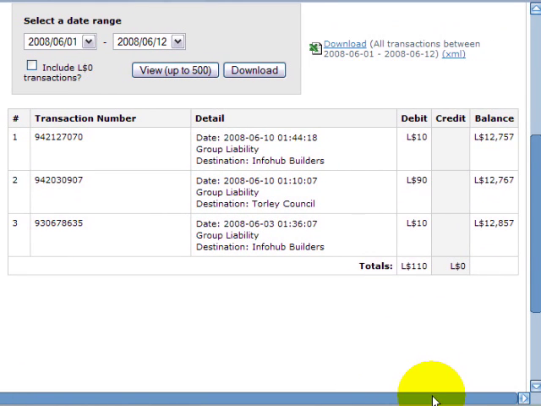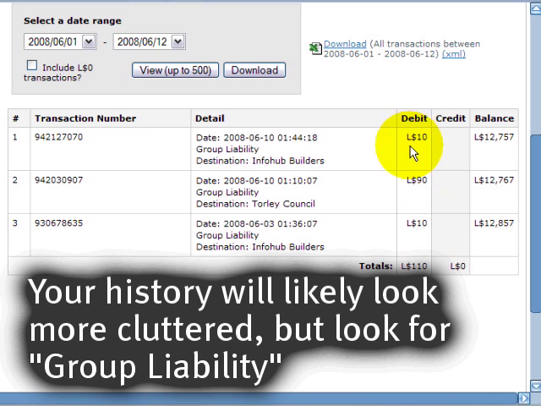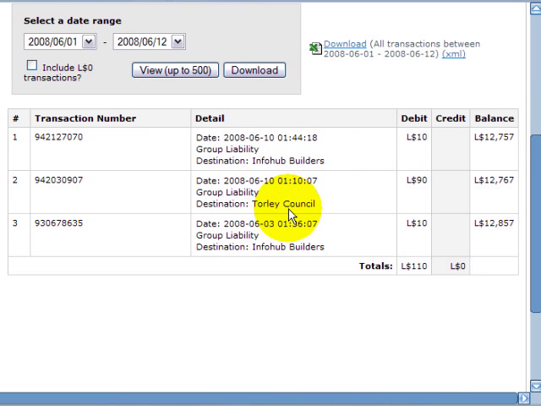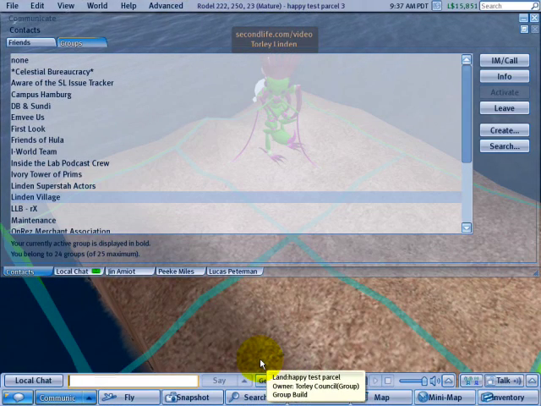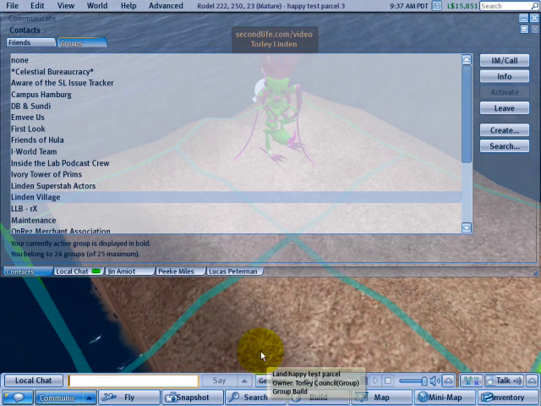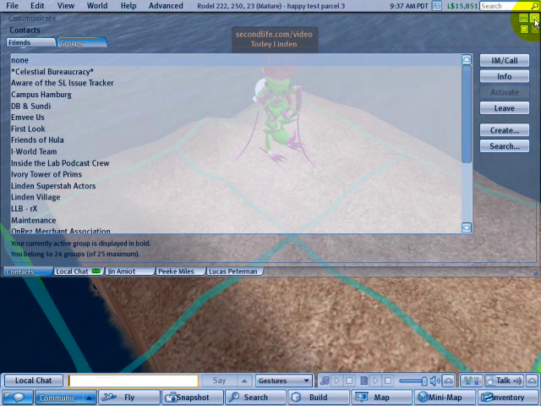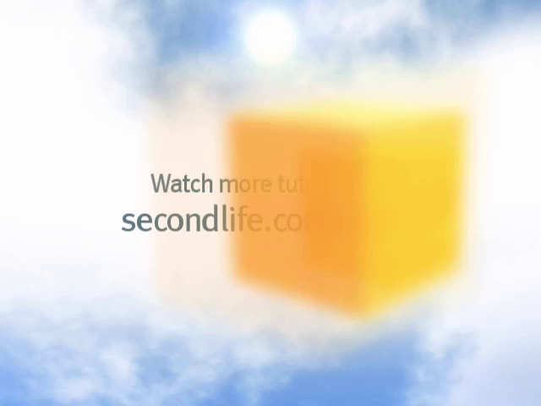As you can clearly see here, it shows a debit, remember, liability, same thing, and which group it was for. This may be an easier means of identifying which groups you're getting charged for that you don't want to be. So that's a little about how group liabilities work. Just keep a watchful eye on that, and like I always say, liven up your Second Life and be enlightened.